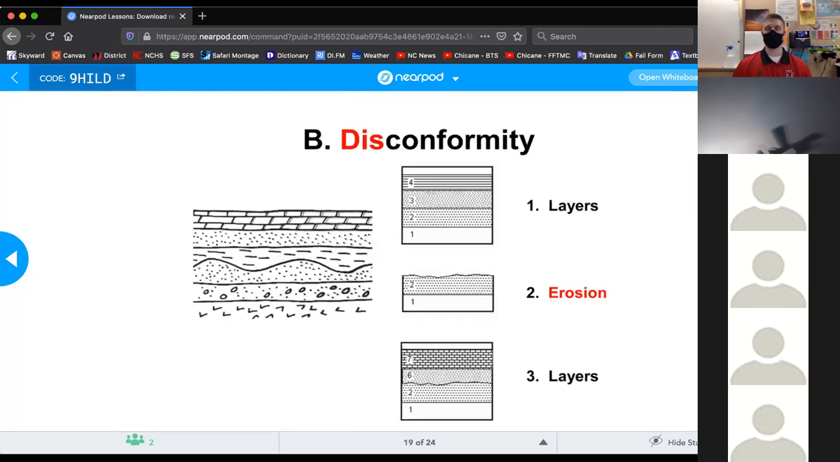Disconformity, just new layers above an eroded layer. So you're getting different layers of rock, or parts of, or layers altogether can be weathered and eroded away, and then new layers are formed above that. It would be a disconformity.